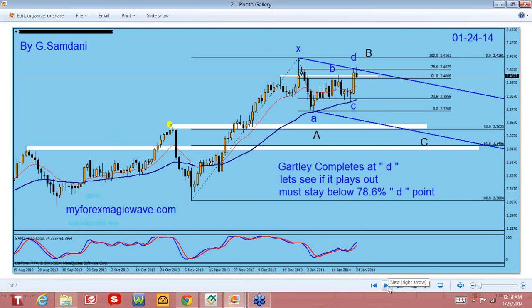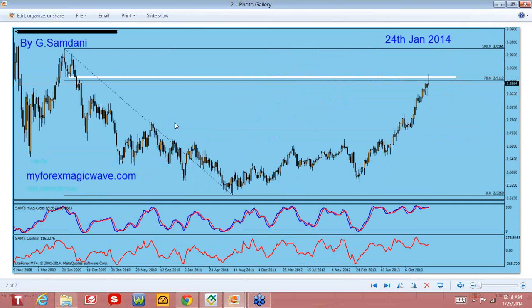So let's go next. How about this one? If you pull the fib here, you can see nicely correction A, B, and then 1, 2, 3, 4, 5 goes into the 78.6 level. This is also a horizontal support, a big, way previous one.